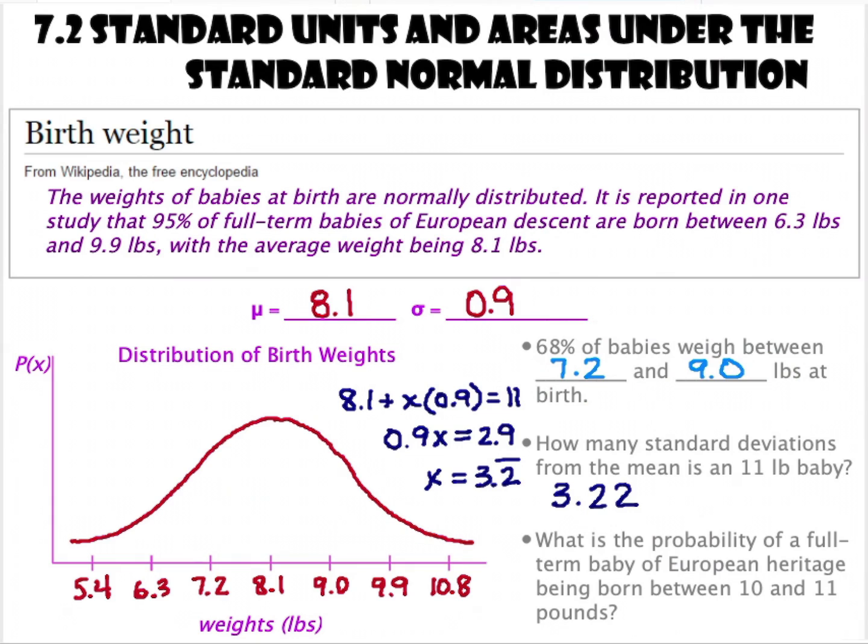Now could I find the probability of a full-term baby of European heritage being born between 10 and 11 pounds? Well, that's a little tough, right? Because we don't have an 11 really marked on here, and 10 is about right here, but if we could somehow calculate the area under the curve from 10 to 11, then that would be the probability.